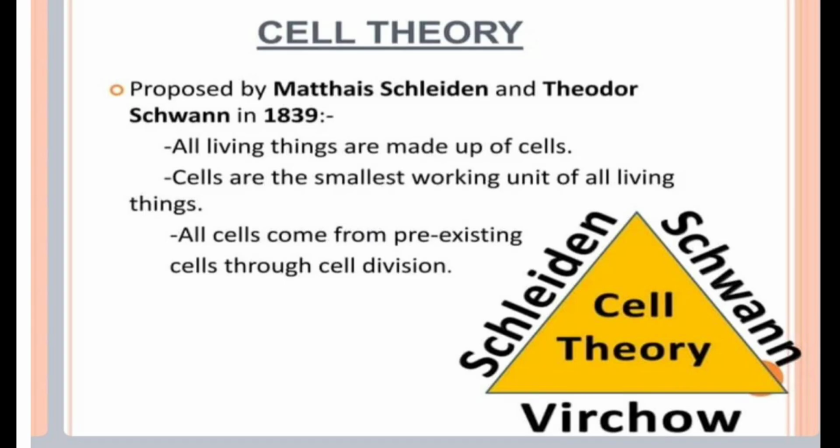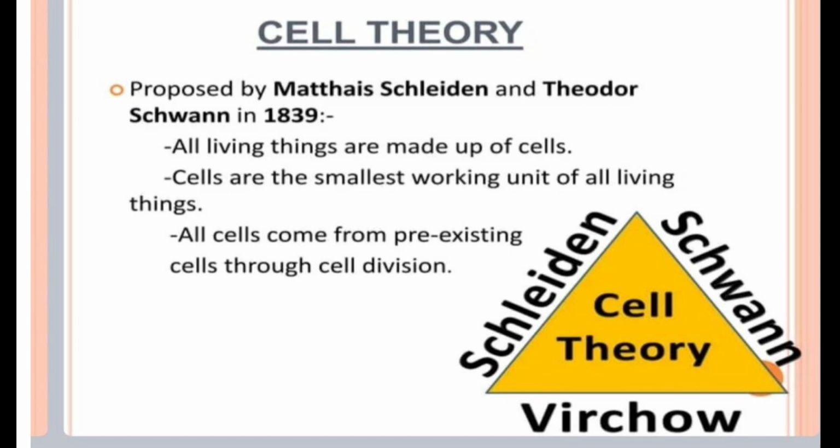So in the cell theory, there are three statements proposed by Matthias Schleiden and Theodor Schwann in 1839. The first statement is: all living things are made up of cells. As I have told you, human beings, plants, animals, birds, insects, okay, these are all made up of one or more cells. And the next is: cells are the smallest working unit of all living things. As we know, apart from houses and non-living things, the living things, a human body or a complete tree, are made up of smallest units.